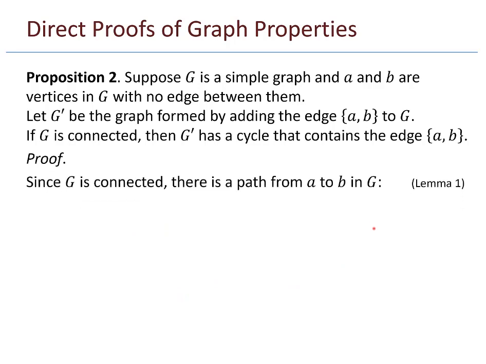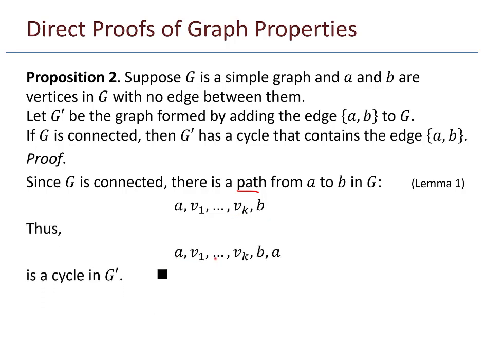Proof. Since G is connected, there is a path from A to B in G. This was our lemma 1. And so the path might look something like this. A, and then some vertex, and then some vertex. I list a bunch of vertices, and then B at the very end.